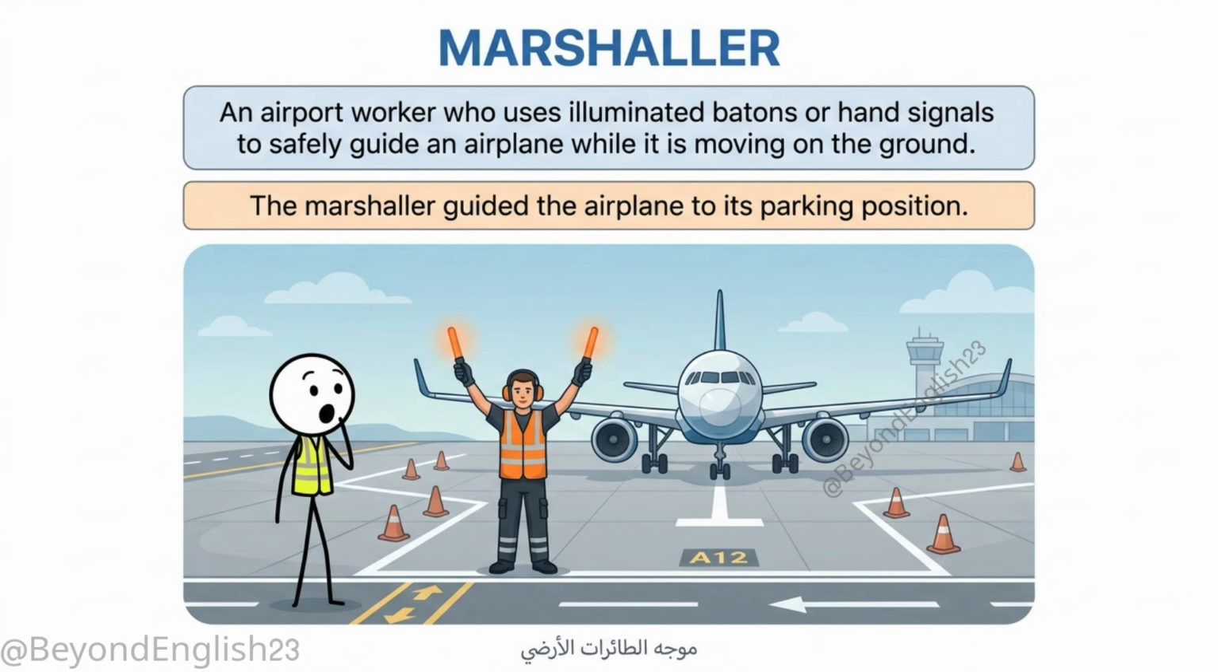10. Marshaller. A marshaller is a ground worker who uses hand signals or special equipment to guide airplanes safely into parking positions at the airport. Example: the marshaller guided the airplane to its parking area.